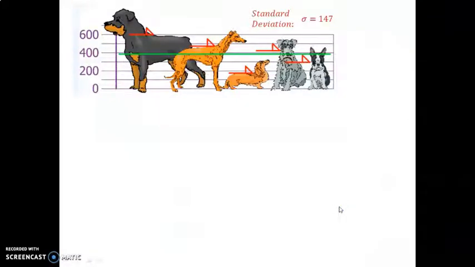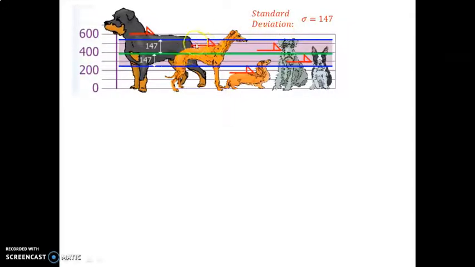And now we're back at our doggy example. So we have our dogs, and we found the standard deviation from the mean is 147 for these dogs. Okay, let's show that on the graph here. So here's the standard deviation highlighted on there. 147 above, 147 below the mean. So you can see most of the dogs' heights are within that one standard deviation, except for this dog. That dog's height is more than one standard deviation below the mean, and this dog's height is more than one standard deviation above the mean. Okay, but these other dogs fall within one standard deviation of the mean.